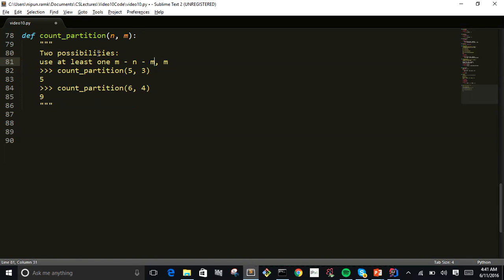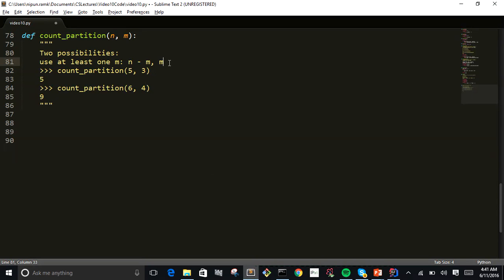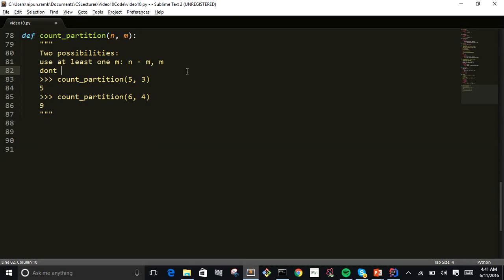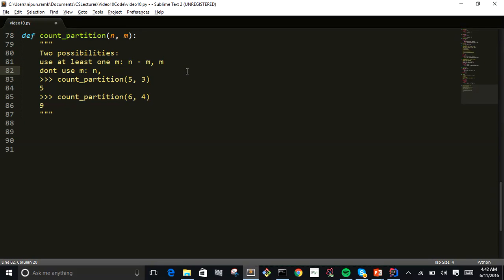Okay, so this might be a little confusing, but basically, let's go back to our example. Once we've used a 4 here, what are we partitioning then? We're partitioning 6 minus 4, which is 2. So that's the key idea here. And then if we don't use m, we basically are partitioning the same number, but we have to use the next largest m. The next largest number that's as close to m as possible, and that's just m minus 1. So now, once we know this, writing the code is actually quite natural.